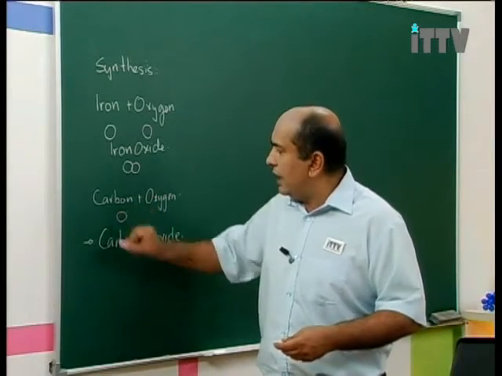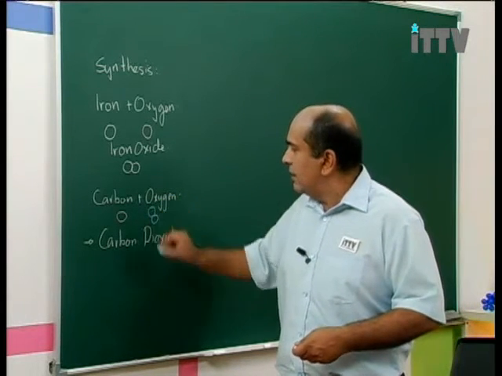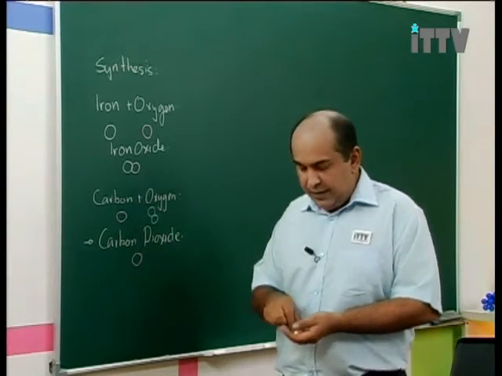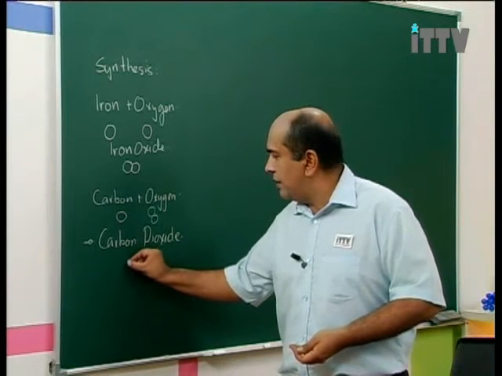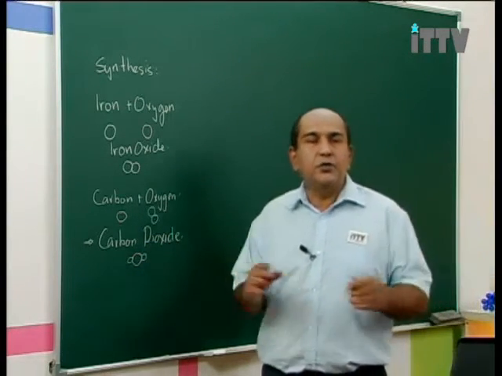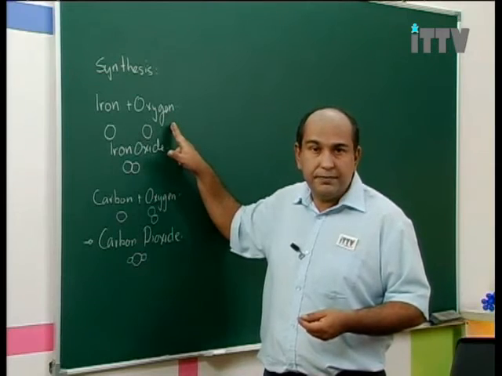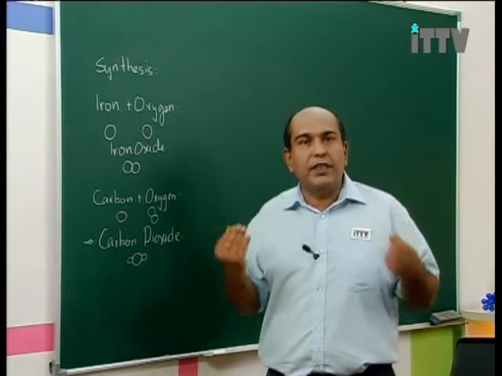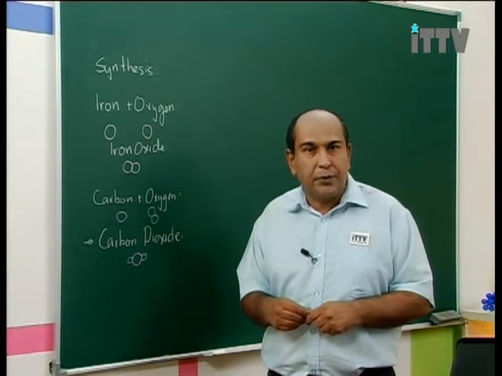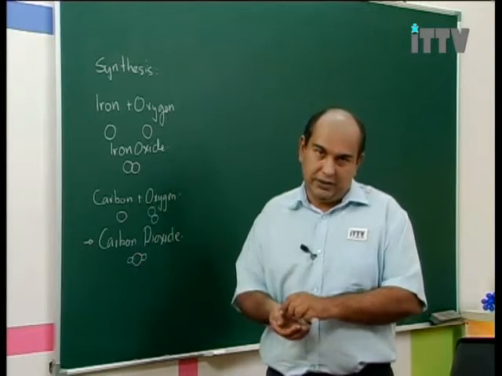Well, if you imagine that you had the element carbon and it was reacting with an oxygen molecule like this, and after the reaction you'd have carbon, 1 oxygen here, 1 oxygen here, and you'd have your carbon dioxide. So this is what we mean by synthesis. 2 elements, iron, oxygen, or carbon, oxygen, react with each other to produce a compound, a new substance with new chemical properties and physical properties, such as iron oxide or carbon dioxide.